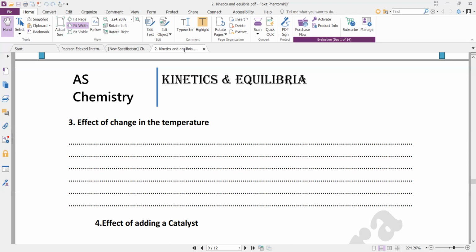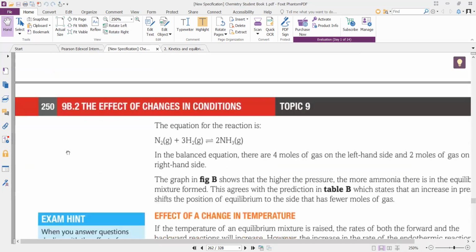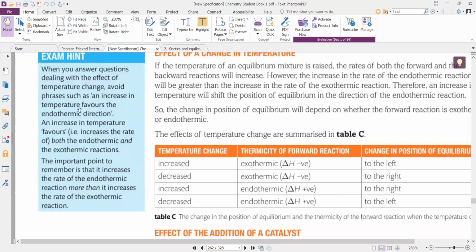Backward or forward. If you have enough space, you can write this table. See the table?